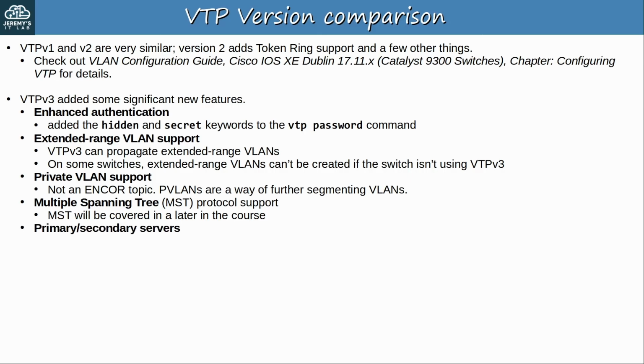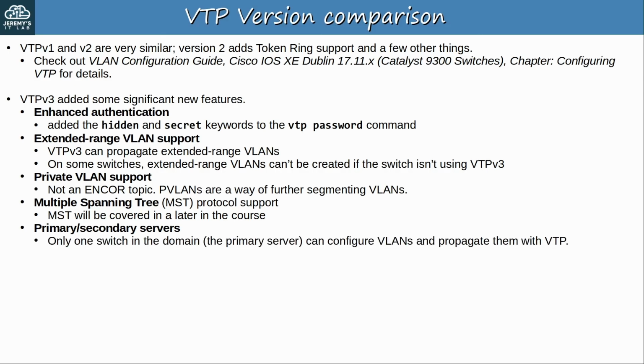And here's the most relevant change you should know about for ENCOR: primary and secondary servers, which I mentioned before, but I'll summarize it here. Only one switch in the domain, the primary server, can configure VLANs and propagate them with VTP. Use VTP primary in privileged exec mode to configure the primary server of the domain.